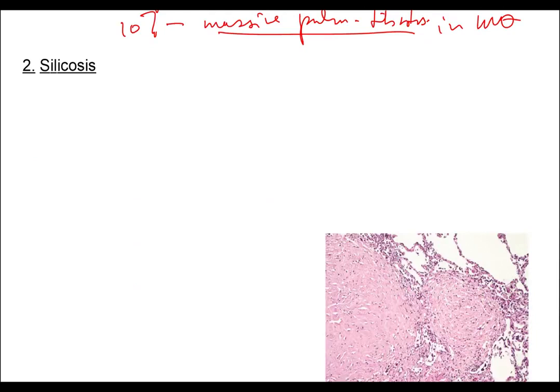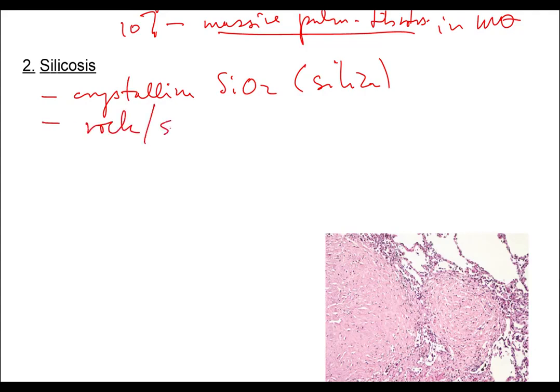Silicosis is anything that exposes the lung to crystalline silicon dioxide. This is also called silica. And you can see this anytime you're working around processing of rock or stone. This is absolutely the most common of the pneumoconiosis in the world. And there are some surprising places that you work with rock and stone, so you've got to take a moment to think what they are.